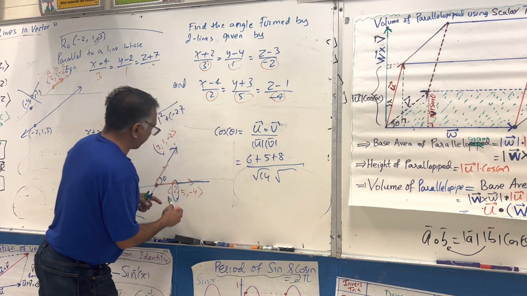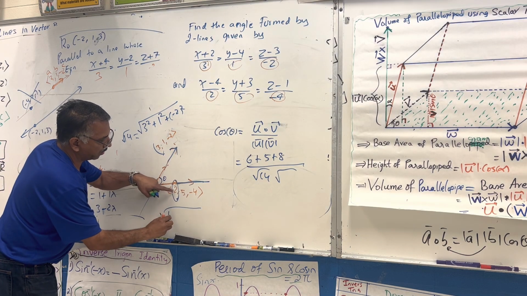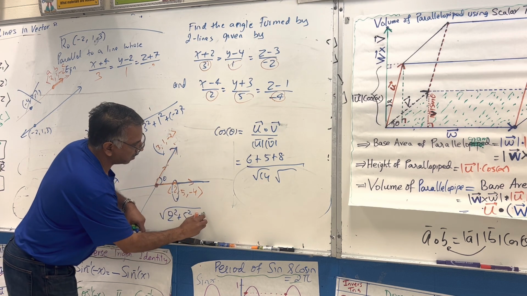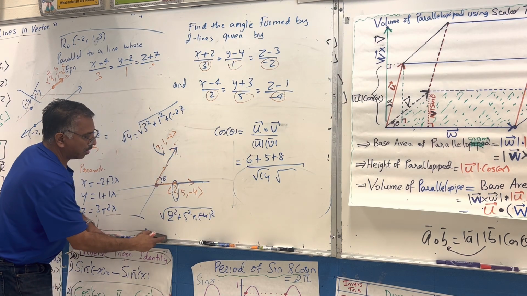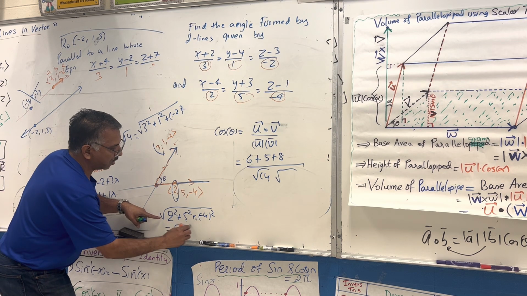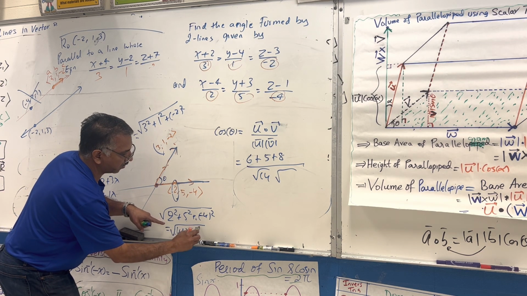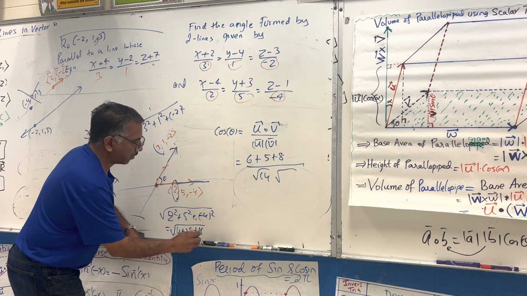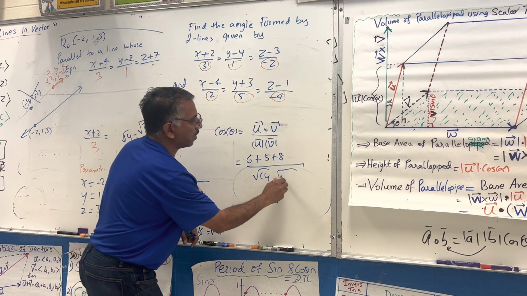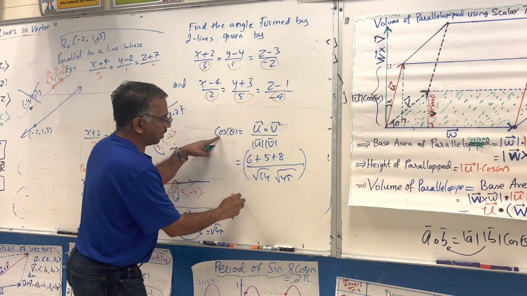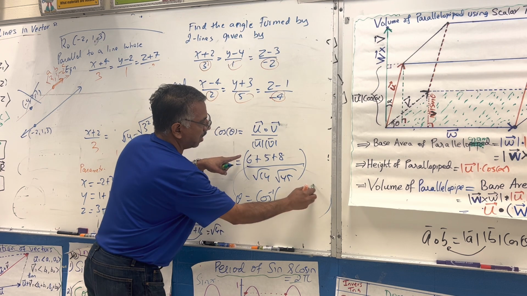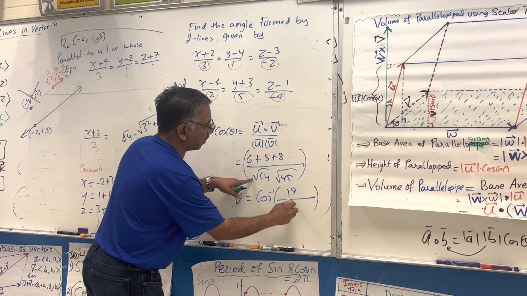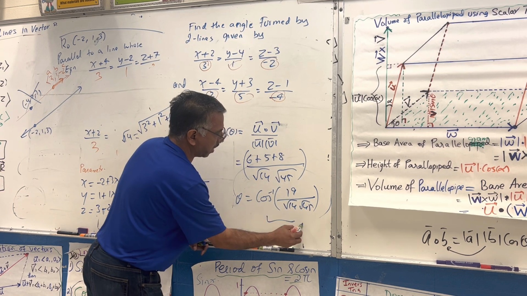And then you do the other one. For this one, you take the square root of 2 squared plus 5 squared plus negative 4 squared. This will give you 4 plus 25 plus 16, which adds to 45. Square root of 45. Then you put this together and directly use cosine inverse of it. 6 plus 5 is 11, so this is 19 over the square root of 14 times 45, and you get the answer.